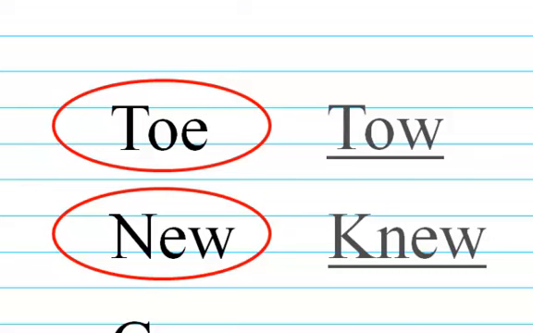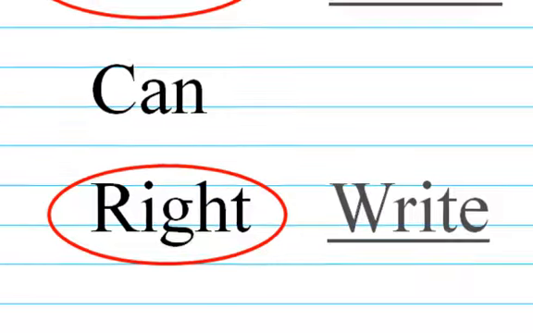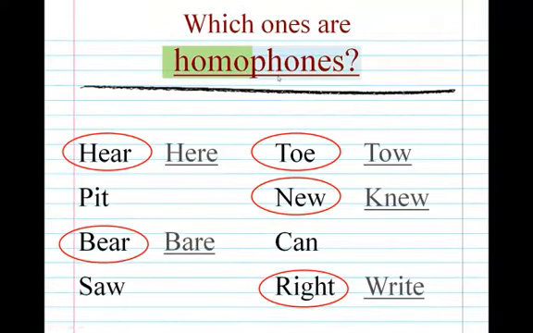Knew and new. The first new refers to something brand new, and the second refers to something that you already know, or you knew, like I already was aware of that. Right and write, first is, are you turning the right direction? And the second would be to write something down on a piece of paper. Homophones, same sound, different meanings, different spellings.